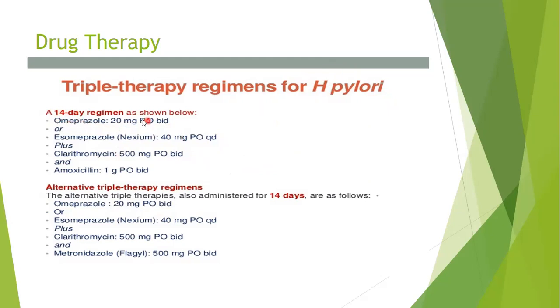So there's a 14-day regimen, which can include omeprazole. Omeprazole is a proton pump inhibitor, 20 milligrams per oral twice a day, or we can use esomeprazole if there's no omeprazole, 40 milligrams per oral 4 times a day. Then we add 2 antibiotics. So triple therapy basically involves giving 2 antibiotics and 1 proton pump inhibitor. That's what makes it triple. 2 antibiotics and 1 proton pump inhibitor.